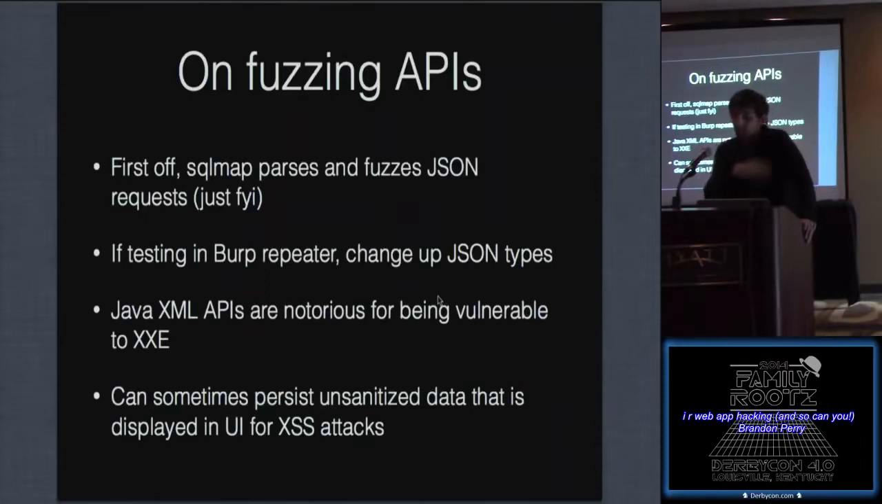Java XML APIs are notorious for being vulnerable to XXE. And a lot of times you can actually persist data through the APIs that you weren't able to do through the UIs, because they try and sanitize the data coming in from the UIs, but they just don't do that for the XML, for the APIs. So you can persist data, get XSS, things like that.